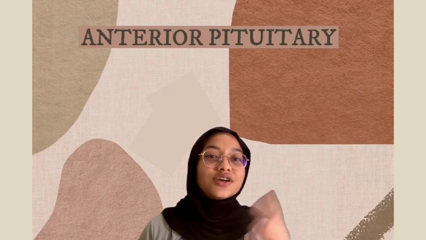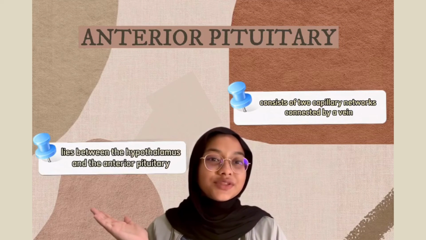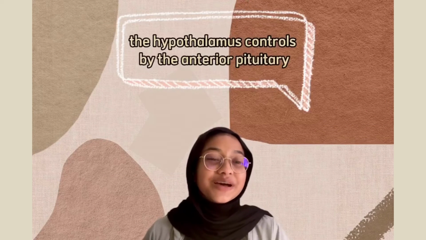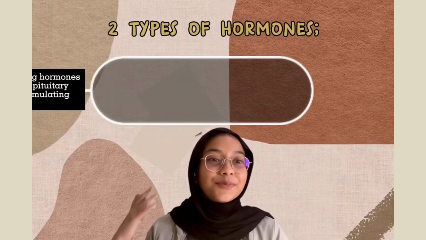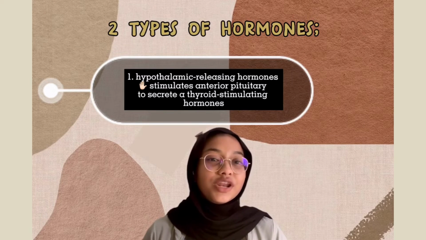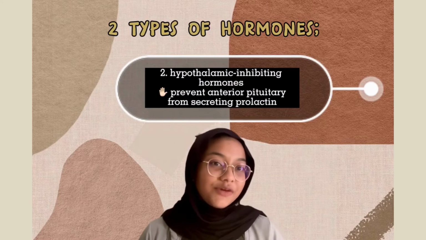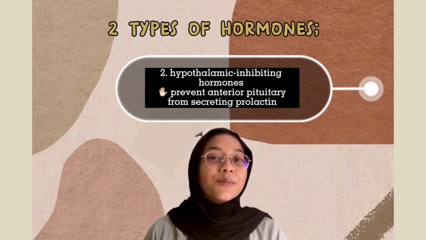It actually consists of two capillary networks connected by a vein. It also lies between the hypothalamus and the anterior pituitary. The hypothalamus, which controls the anterior pituitary, will produce two types of hormone: hypothalamic releasing hormone, which will stimulate the anterior pituitary to secrete thyroid stimulating hormone, and hypothalamic inhibiting hormone, which will prevent the anterior pituitary from secreting prolactin.